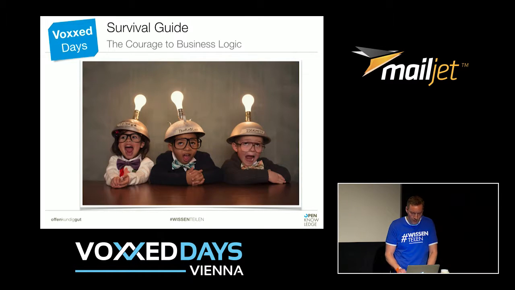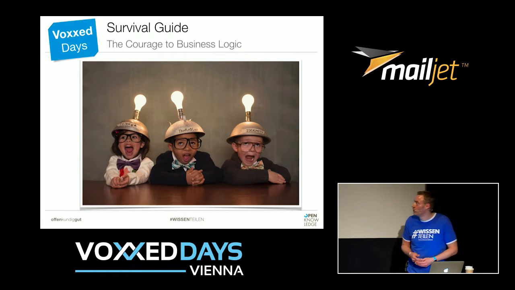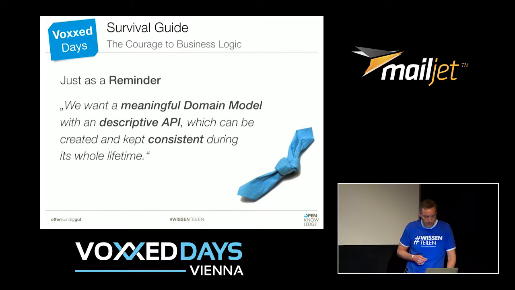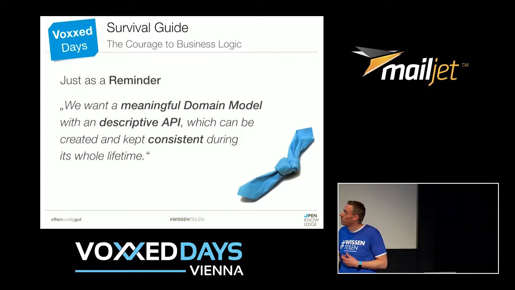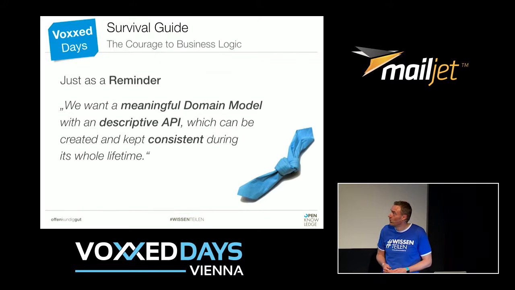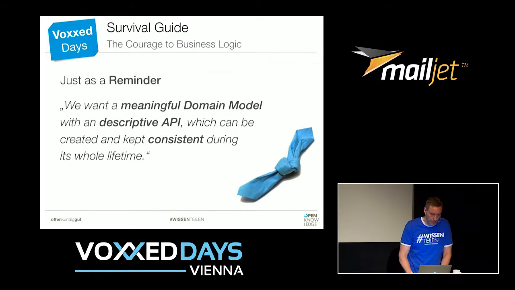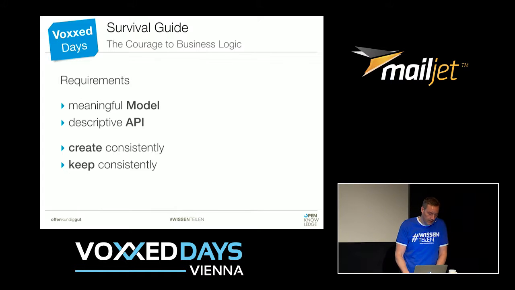Okay, so these are all the problems we see in our daily business. And what I now want to do is show you some very, very easy mechanisms to get rid of them. And just as a reminder, what was our primary goal? Our primary goal was that we want to create a meaningful domain model with a descriptive API which can be created and kept consistent during its whole lifetime. So: meaningful domain model, descriptive API, create consistently, and keep consistently.